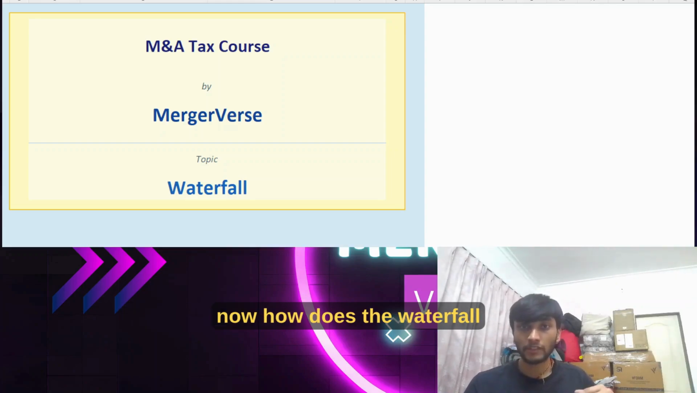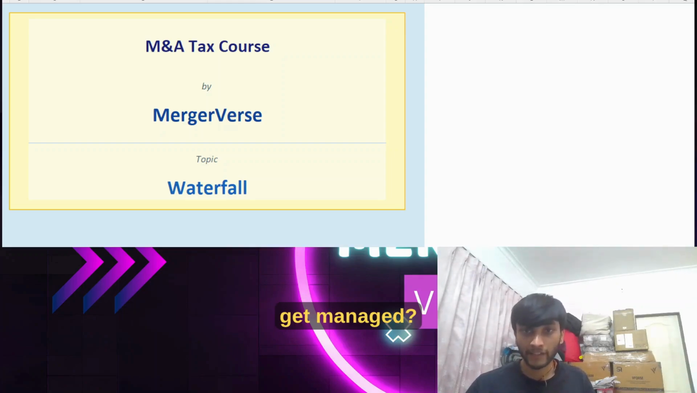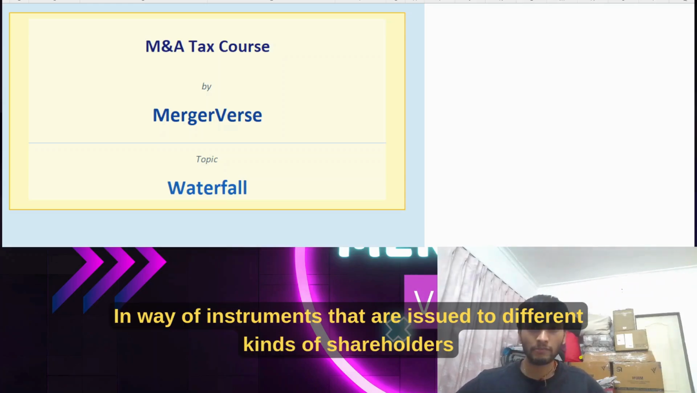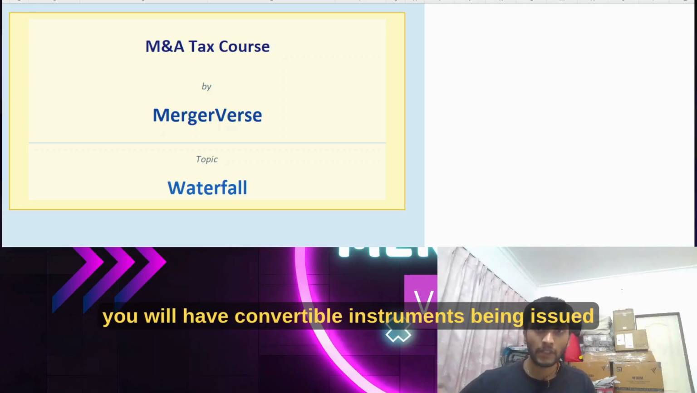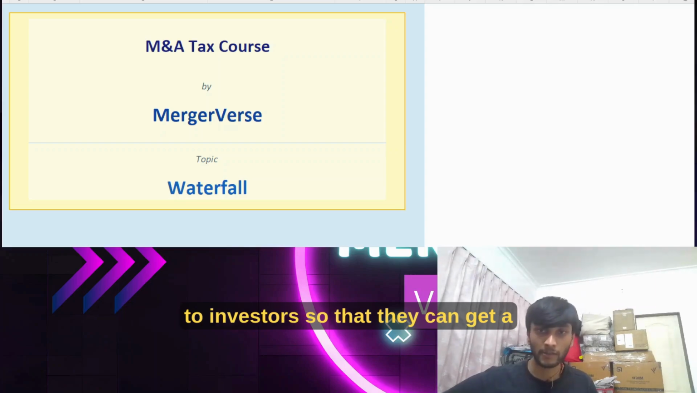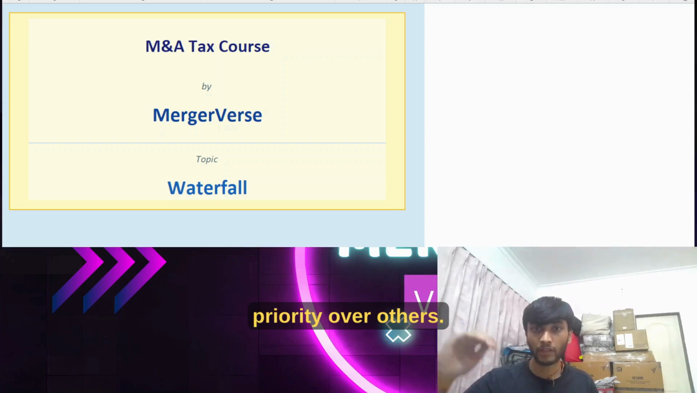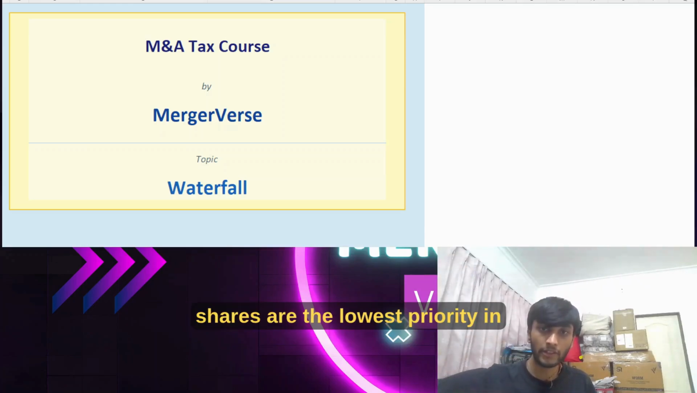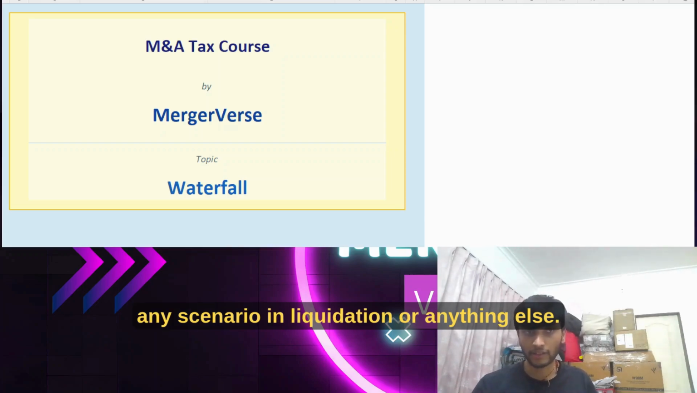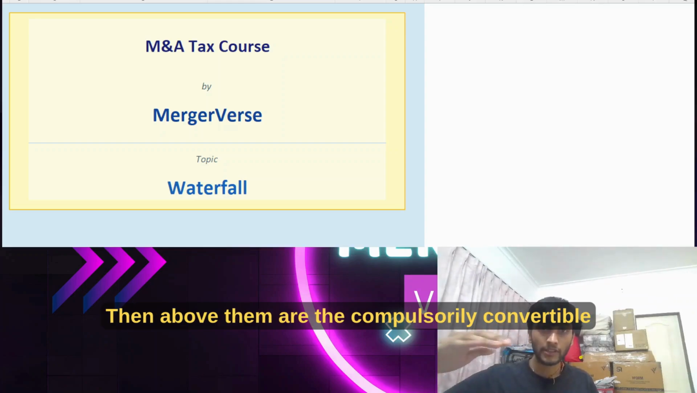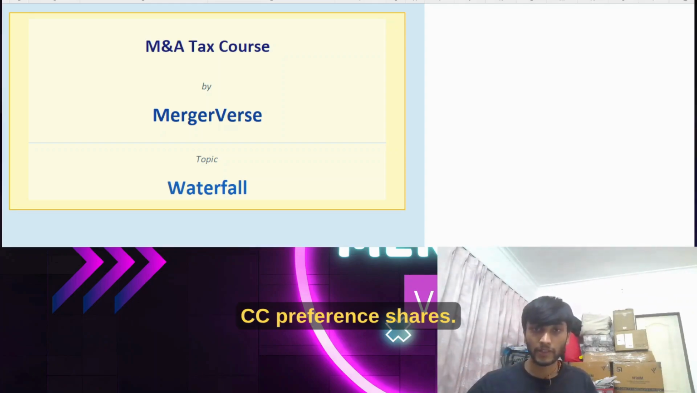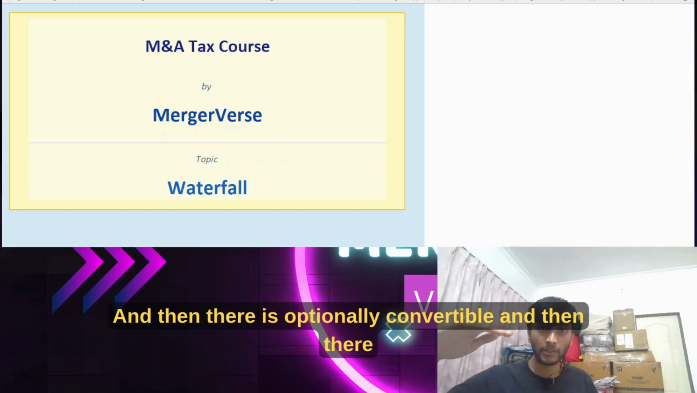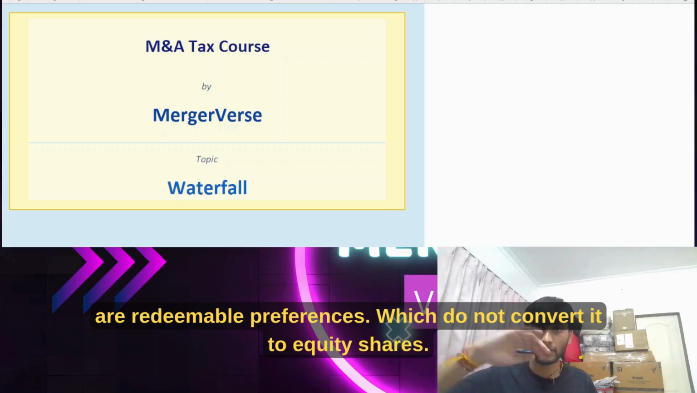Now how does the waterfall get managed? It will be done by way of instruments that are issued to different kinds of shareholders, and in general you will have convertible instruments being issued to investors so that they can get a priority over others. So how does priority work on equity instruments? Equity shares are the lowest priority in any scenario, in liquidation or anything else. Above them are the compulsorily convertible preference shares (CCPS), then there are optionally convertible preference shares, and then there are redeemable preference shares which do not convert into equity shares.